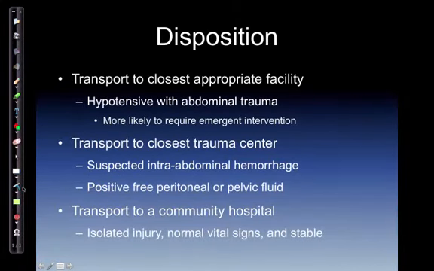Disposition. Transport to the closest, most appropriate facility patients that have hypotension with abdominal trauma. They most likely will require emergency intervention like surgery. Transport to the closest trauma center for suspected intra-abdominal hemorrhage or positive free-floating peritoneal or pelvic fluid, in case you do have the ability to perform a FAST ultrasound. Transport to a community hospital for an isolated injury, normal vital signs, and a stable patient.